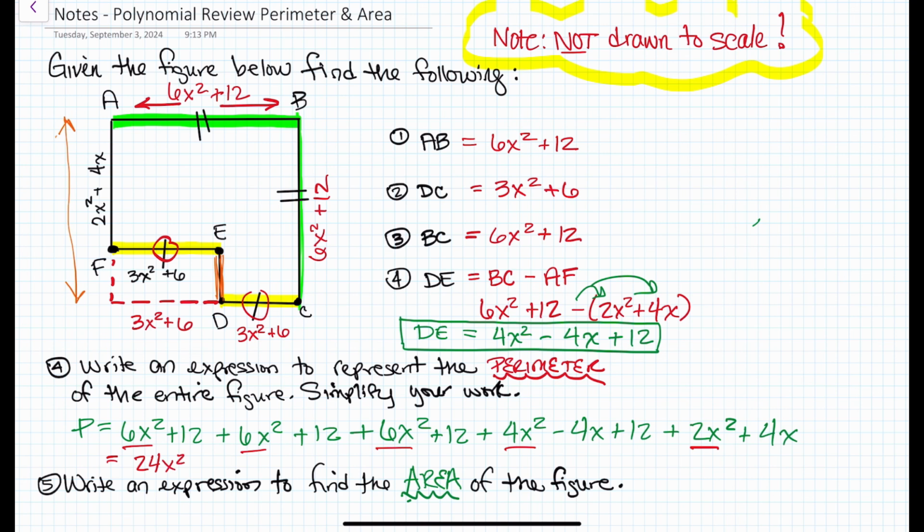And then we'll go to our x's, since that's the next level of exponent. So I have a minus 4x and a plus 4x. So look at that. Isn't that nice? They cancel out. And then I'll go on and do my constants here. So 12, 12, 12, and 12. So that's 48.